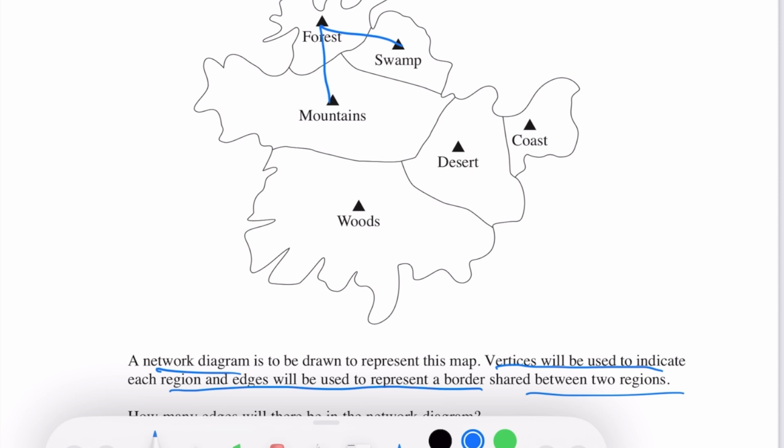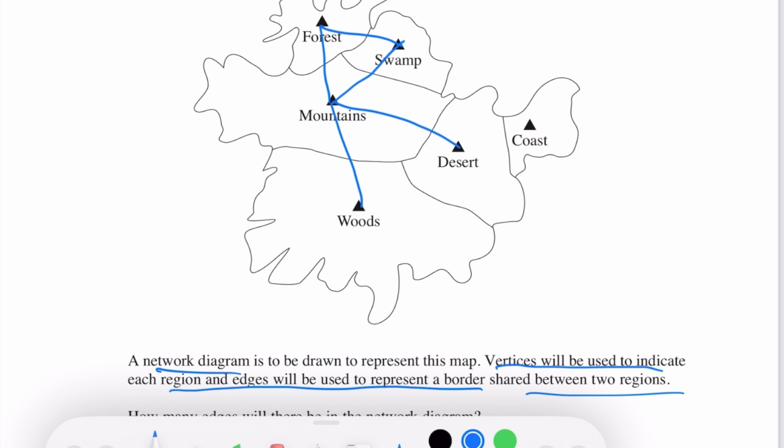Now, from mountains, I've got a few options. I can either go to woods, desert, swamp, or forest. The only one I can't go to is coast because coast doesn't share its border with mountains. So from mountains, I can go to forest. I've already drawn that line. But from mountains, I can also go to swamp. And then from mountains, I can go to desert. And then from mountains, I can go to woods.